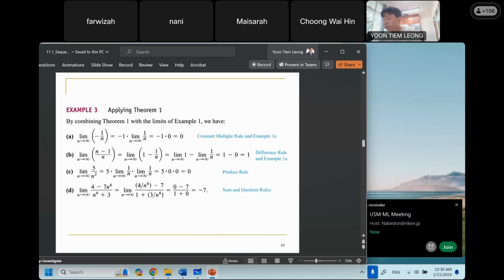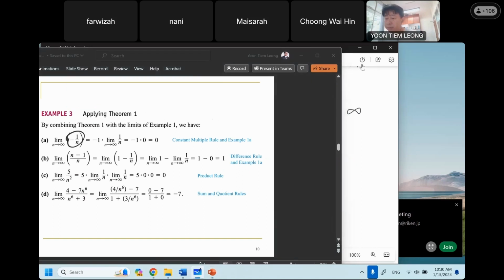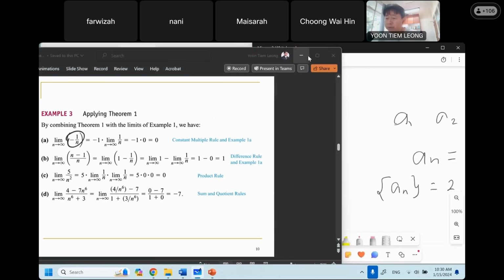For example, in example 3, you are asked to find the limit of the sequence minus 1 over n. So let me write down these slides on a separate table so that I can explain the calculation. It should be actually quite simple to understand.